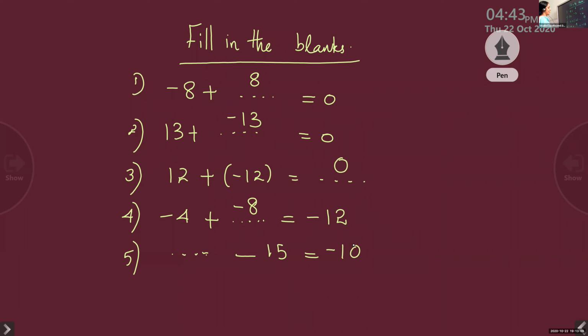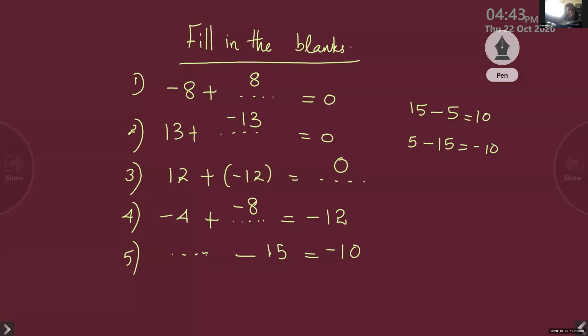Morning I told about this. See, children, 15 minus 5. What is the answer? 15 minus 5? 10, ma'am. Then how will you get negative 10 there? 5 minus 15 is negative 10, right? Clear, children? Morning I told about this, right?